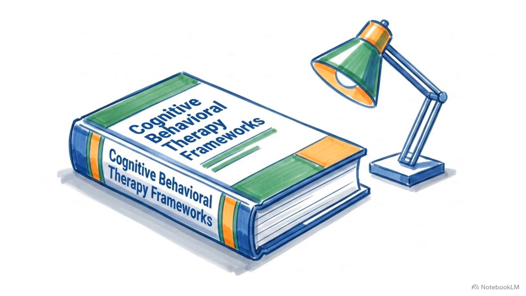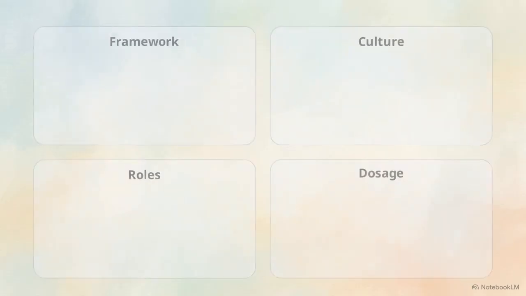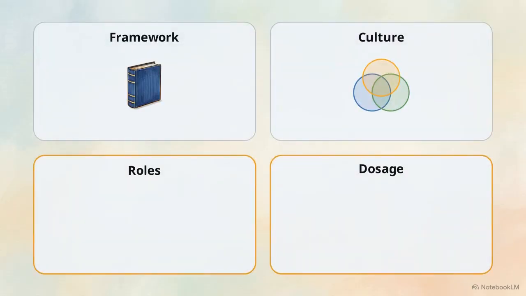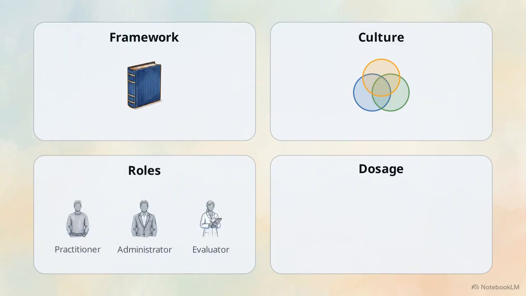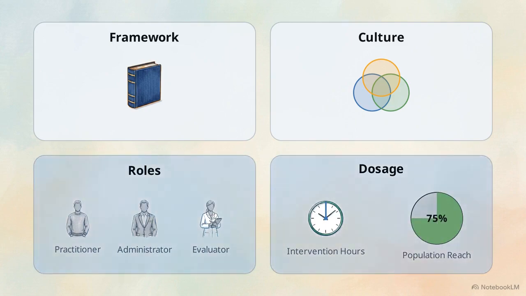Every intervention must be anchored in a proven framework, like cognitive behavioral therapy or biopsychosocial theory, and use procedures, activities, and equipment that are completely culturally responsive to your target demographic. The final 2 design requirements are clarity of personnel and scale. You explicitly define the roles of every practitioner, administrator, and evaluator involved. Then calculate the exact dosage, the specific intervention hours or population percentage required to achieve a therapeutic effect.